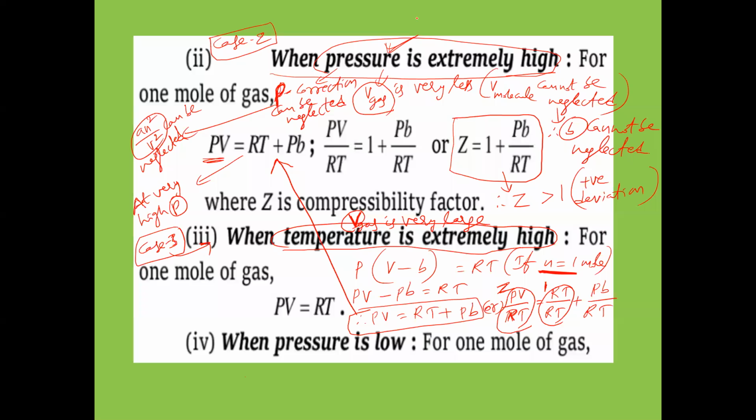So like that we have to understand that when the temperature is extremely high, the real gas behaves like an ideal gas. We already discussed it: at extremely low pressures and at extremely high temperatures, the real gases behave like ideal gases. That's why PV becomes RT here. PV is equal to RT. That means the real gas equation becomes the ideal gas equation at extremely high temperature.